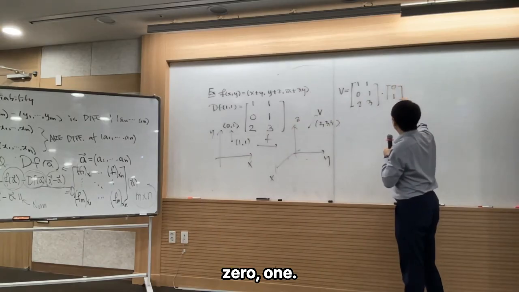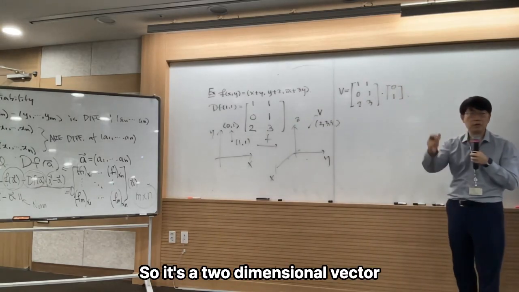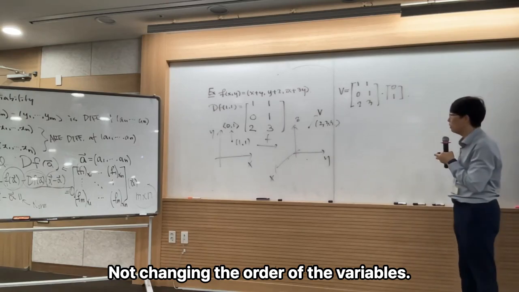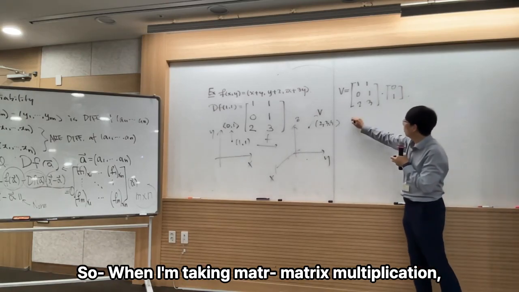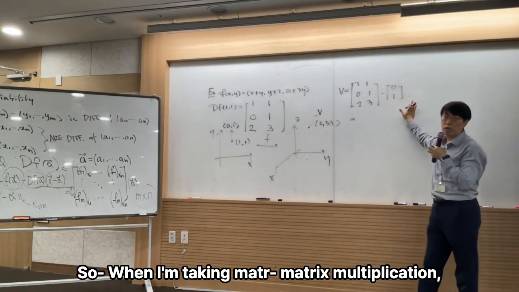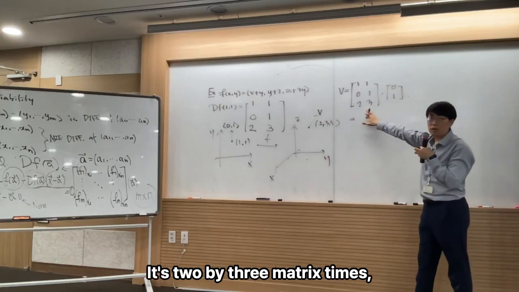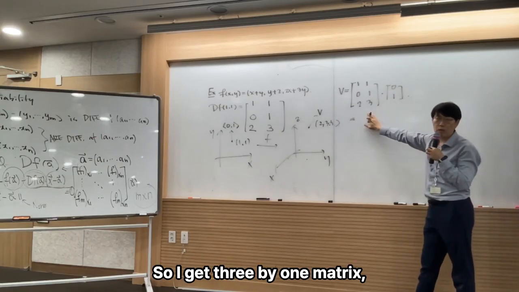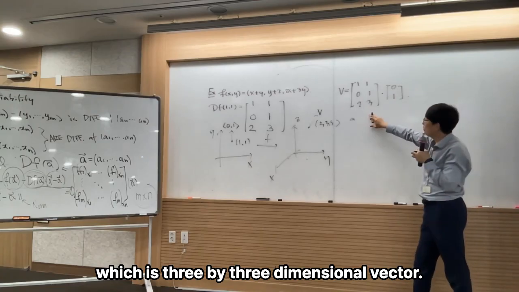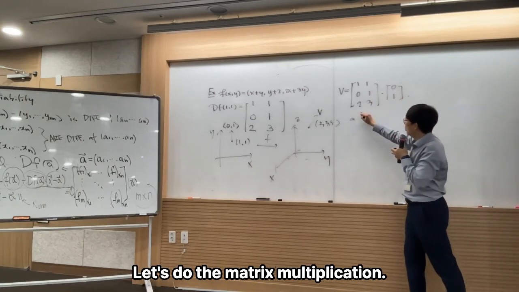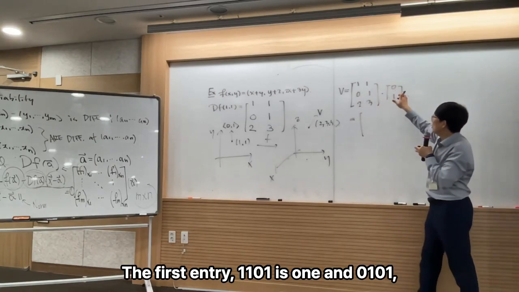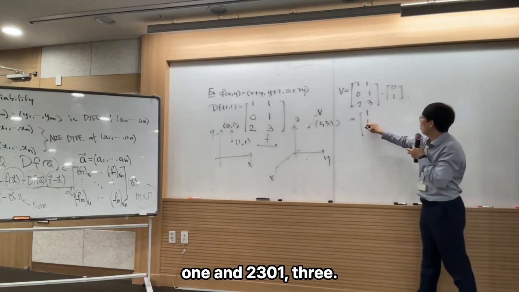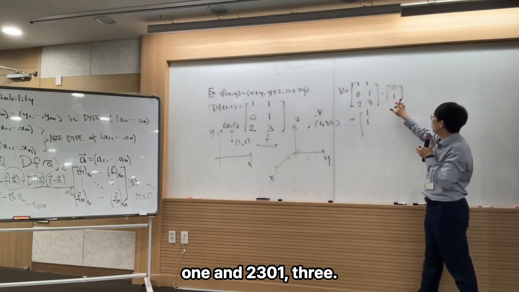0, 1. So it's a two-dimensional vector. I'm changing it to a 2 by 1 matrix, not changing the order of the variables. So when I'm taking matrix multiplication, what do I have? It's a 3 by 2 matrix times a 2 by 1 matrix. I get a 3 by 1 matrix, which is a 3-dimensional vector. Let's do the matrix multiplication. The first entry is 1, the second is 1, and the third is 3.